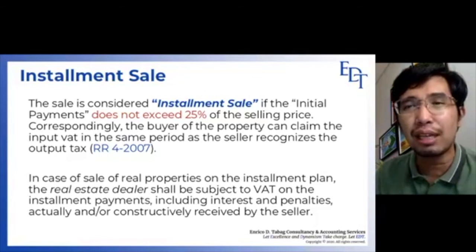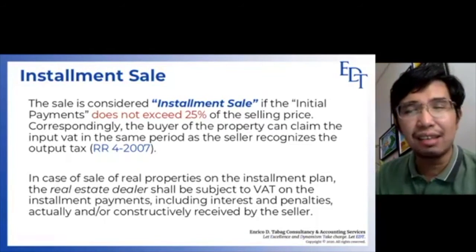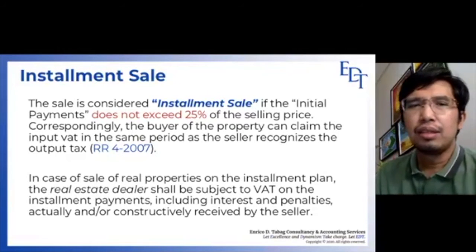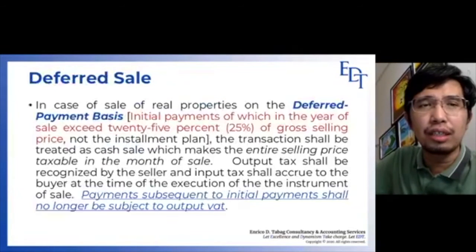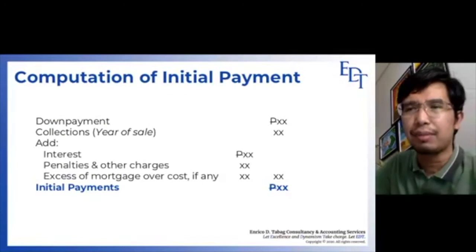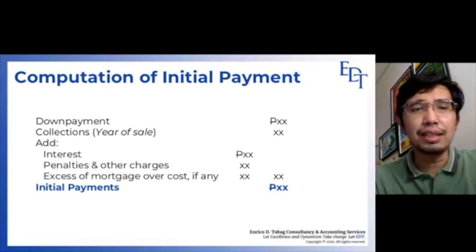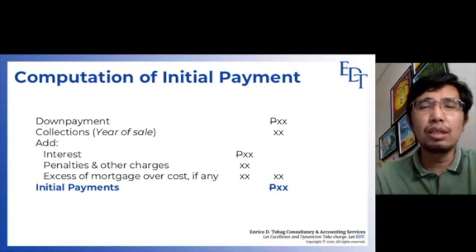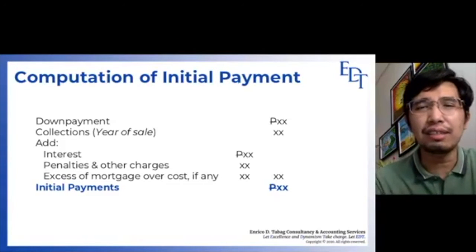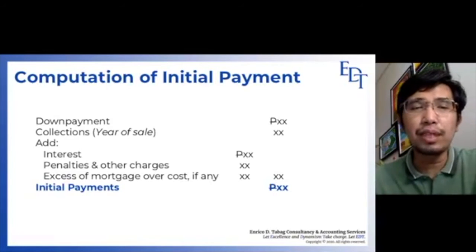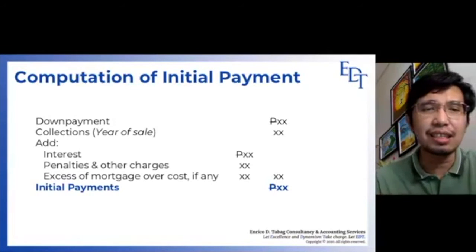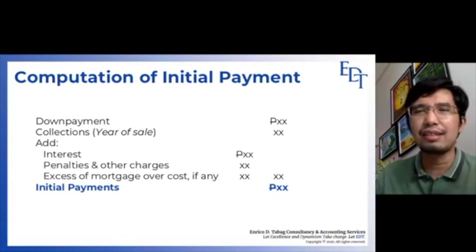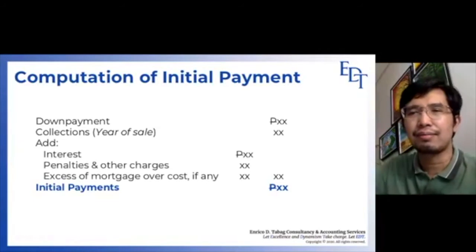Kaya napaka-crucial itong type of sale kung hindi siya cash sale. Deferred sale ba yan o installment sale? So therefore, dapat alam mo kung ano ang ibig sabihin or how to compute initial payment. So initial payment is composed of number 1, your down payment. Number 2, lahat ng collections during the year of sale. And if applicable, penalties, interest, and excess of mortgage over cost. Add mo lahat yon, and that will be your initial payment.